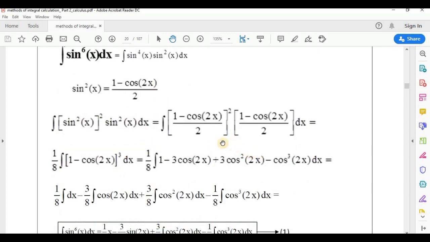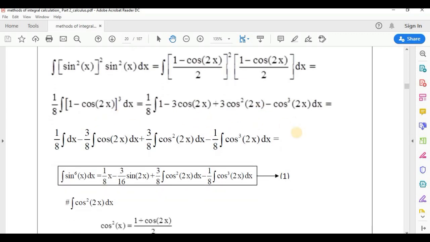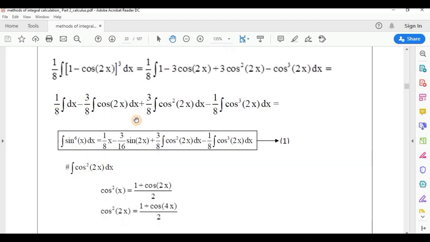We will get this result, and we will try to simplify the function, and we will get a cube. How will we solve this cube? By expanding the cube. After expanding this cube, we will get this result. And by using the integral properties, distributing the integral to the function to solve each function individually, the integral becomes easy to solve.